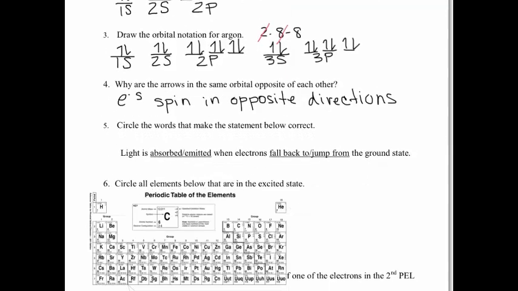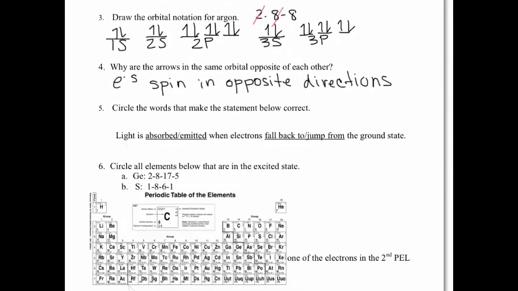All right, circle the words that make the statement below correct. So we're ending here with ground state. So light is emitted when electrons fall back to the ground state. That's how light is produced.